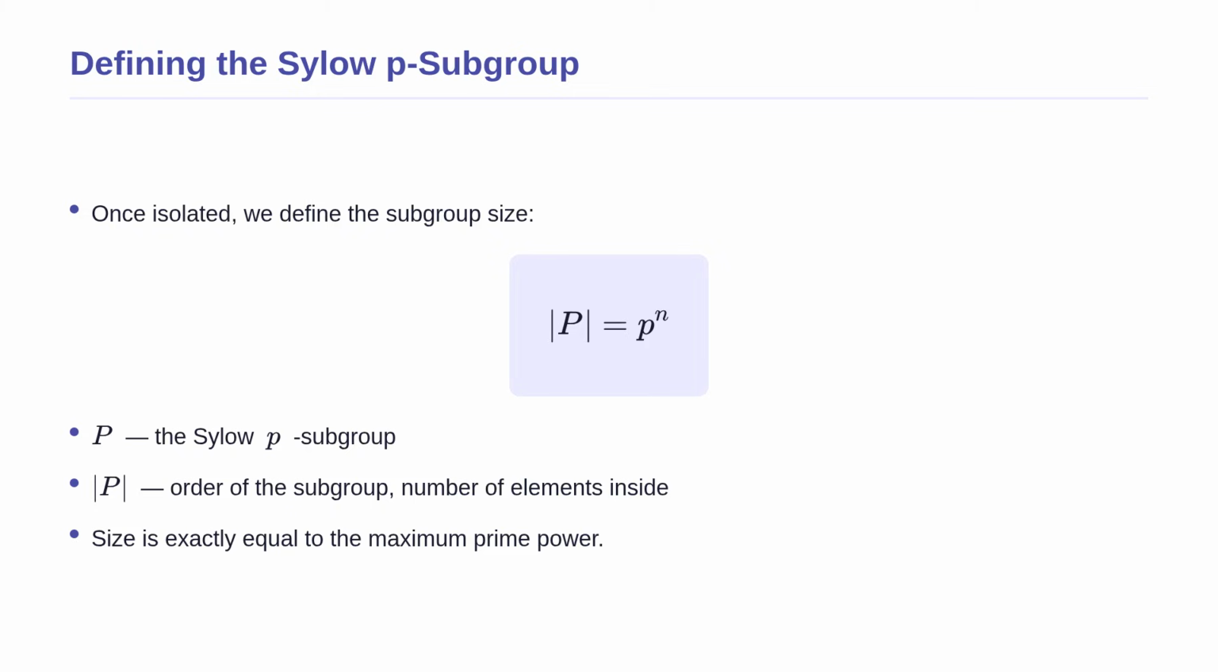If the prime power increases, the size of this subgroup increases proportionally. This confirms that the subgroup P is as large as it can possibly be without mixing in any other prime factors. It is a pure, unmixed mathematical building block.